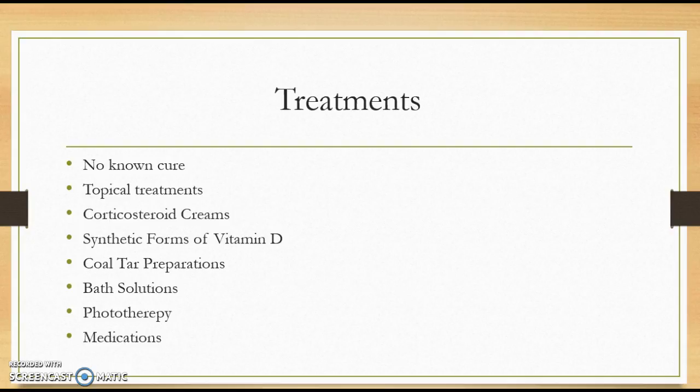corticosteroid creams, synthetic forms of vitamin D, coal tar preparations, bath solutions, and phototherapy, where an individual is exposed to certain wavelengths of light about 3 to 5 times a week, depending on their severity. And for individuals who have very stubborn psoriasis, medication is available. Commonly, individuals will use phototherapy and topical treatments together, and that seems to be very effective for individuals who do have it.